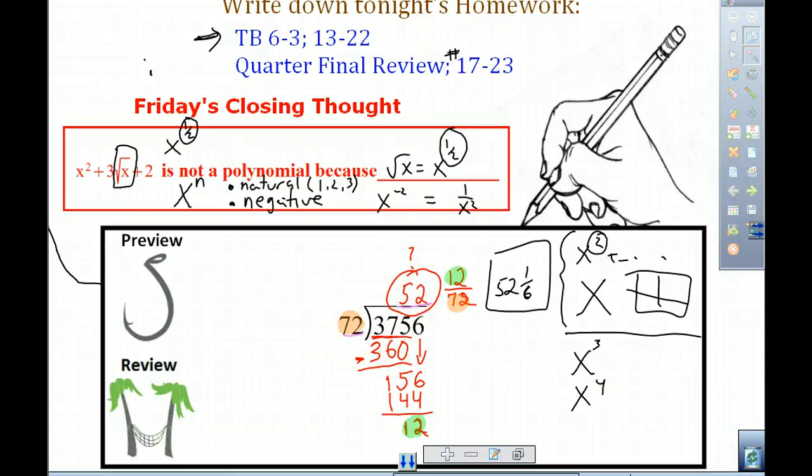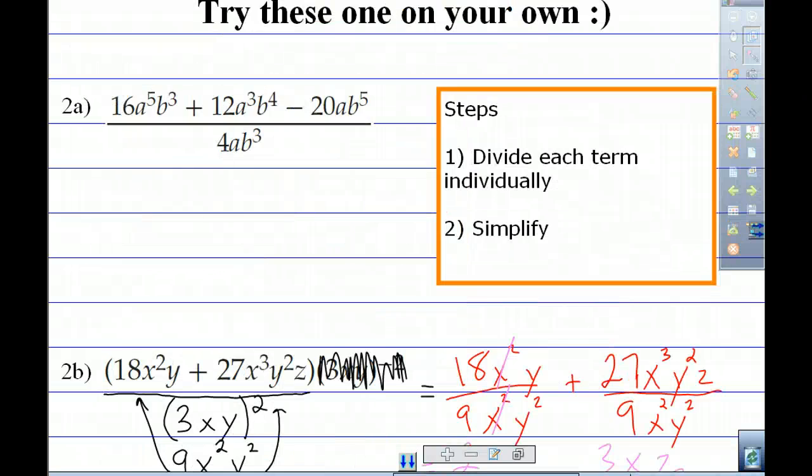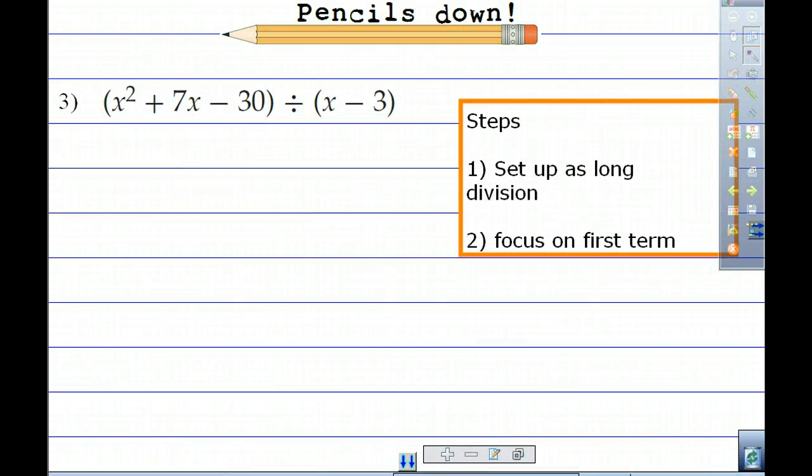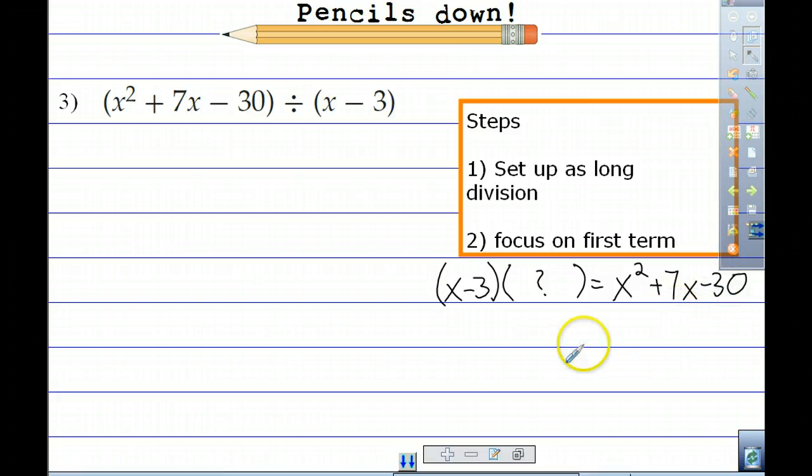So we'll be doing the same thing here. We're trying to find out, really, we're doing this long division. It's going to be x minus 3 times what equals x squared plus 7x minus 30. That's what we're doing here. Trying to figure out what do I need to multiply x minus 3 by in order to get it. Or, to figure this out, divide both sides by x minus 3, and you have our problem.